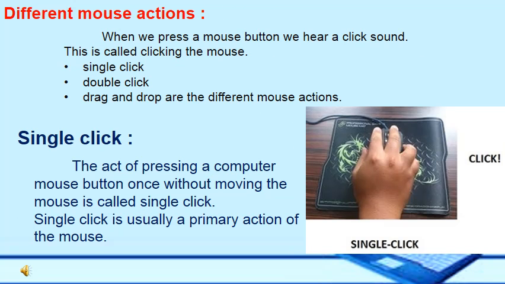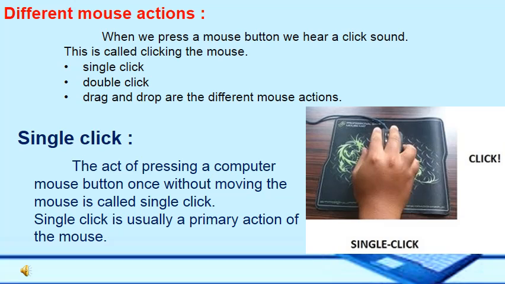The mouse has different actions. Let's see what they are. When we press a mouse button, we hear a click sound. This is called clicking the mouse. The first one is a single click. The second is a double click, and the third is drag and drop. These are the different mouse actions.